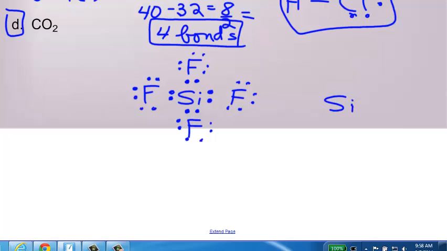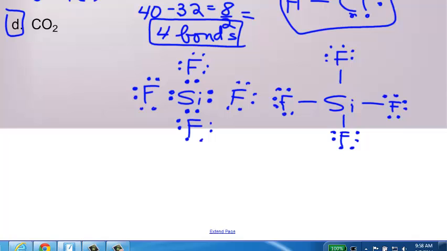Again, if you're doing lines, it looks like this, right? 4 bonds, and then each F should have 6 dots. Make sure your dots look like dots, again, and not that you just sneezed on your paper.